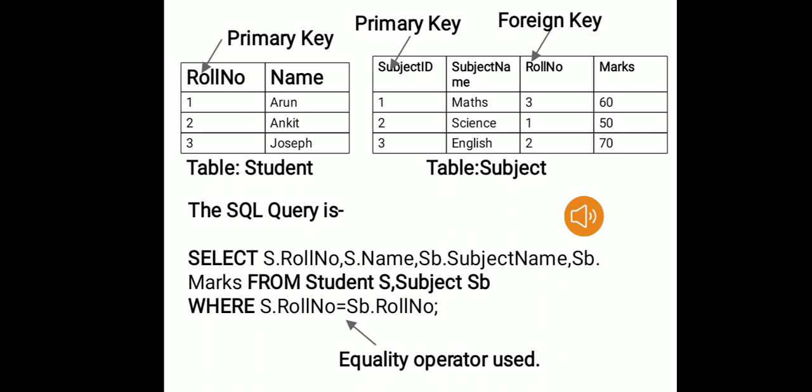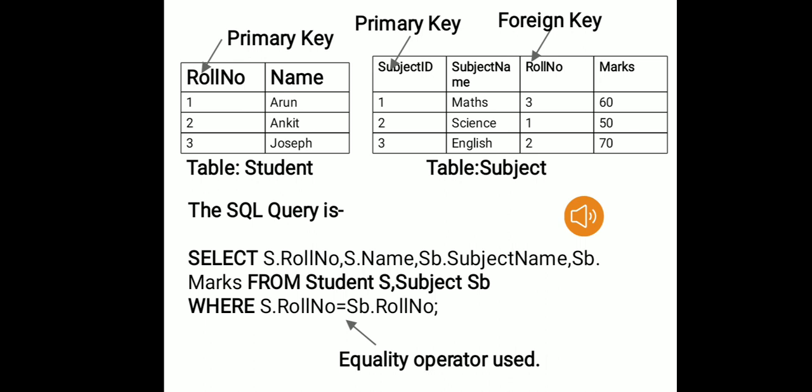An example of equijoin is demonstrated by the SQL query as shown in this slide. The SQL query uses the equality operator in the join condition s dot roll number is equal to sb dot roll number. That is why this type of join condition, since it uses the equality operator, is treated as an equijoin.